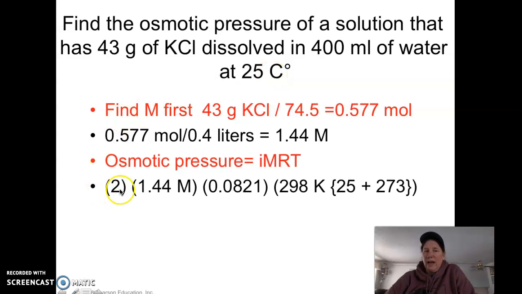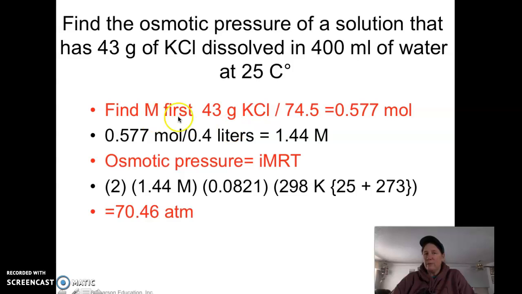So my number of particles is 2, 1 potassium, 1 chlorine. I found my molarity, which is 1.44. Gas constant, 0.0821. And I changed the temperature to Kelvin by taking 25 plus 273. Okay, so I've got them all there. Just multiply and you get 70.46 atmospheres. That's the osmotic pressure it takes to keep this solution from moving, I guess you'd call it. Again, 2 is the number of particles.